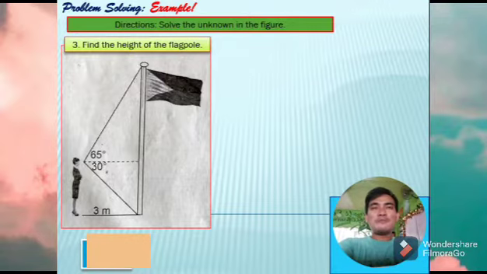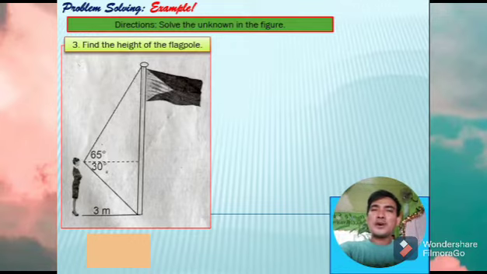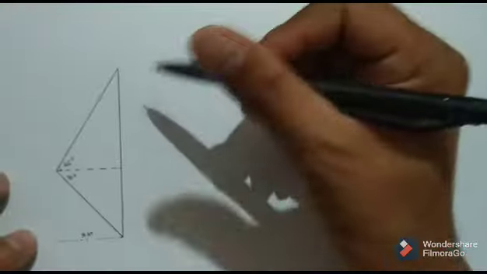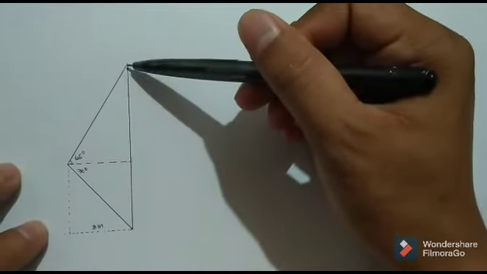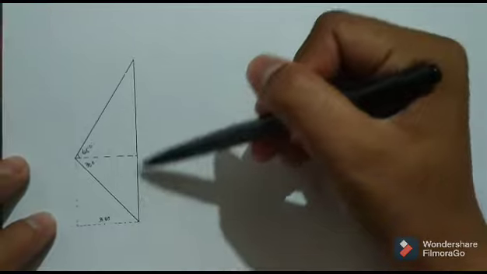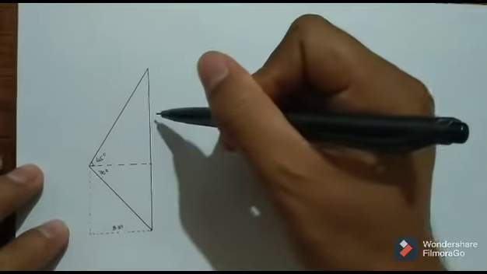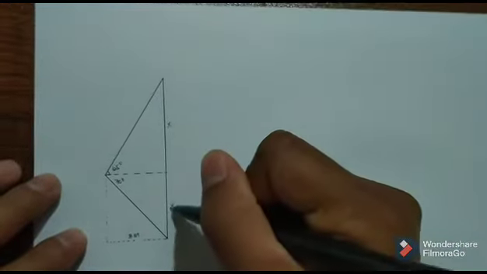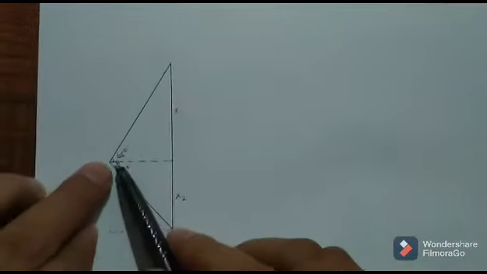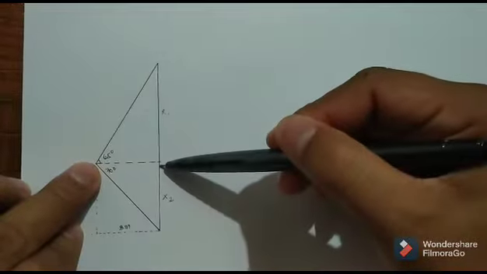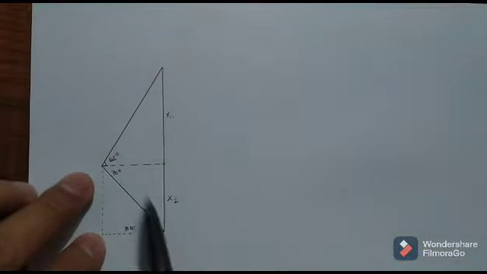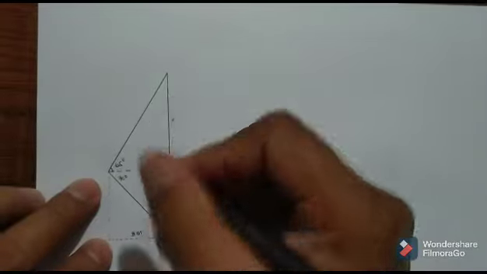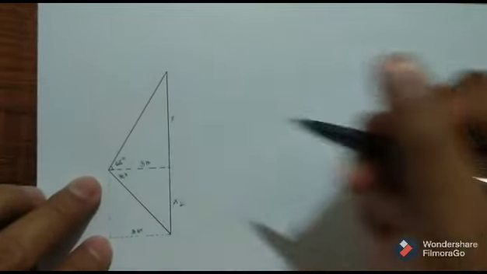Let's take a look at problem number 3. Find the height of the flagpole. Okay, let's find it out in our video clip. Based from our illustration, we are asked to find the length of this area. So let's just call this one x sub 1, and this would be our x sub 2. To find the length of x sub 1, remember that the length here is the same as this, so this is also equivalent to 3 meters.